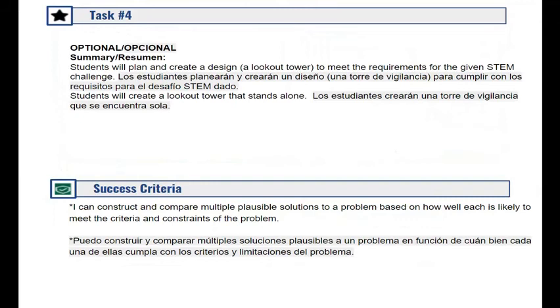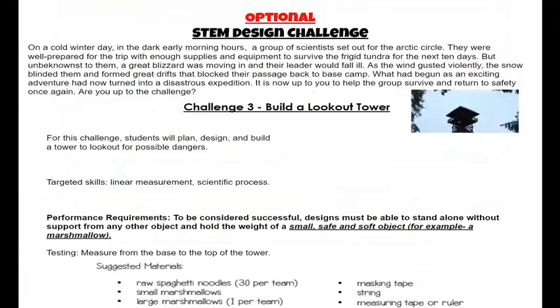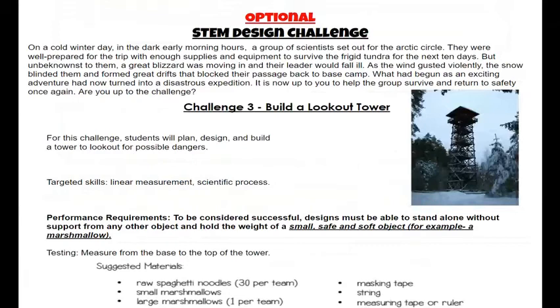For Task 4, students will plan and create a design, a lookout tower, to meet the requirements for the given STEM challenge. To be successful, students will construct and compare multiple solutions to a problem based on the criteria and constraints. For this optional STEM design challenge, background knowledge is given in the first paragraph. Then underneath that, it goes over what the design challenge is. For this challenge, students will plan, design, and build a tower to look out for possible dangers.